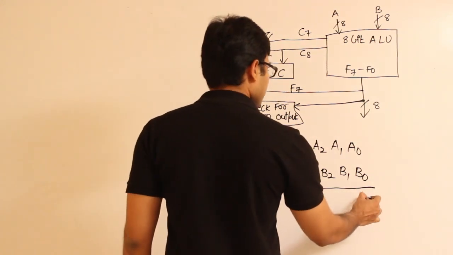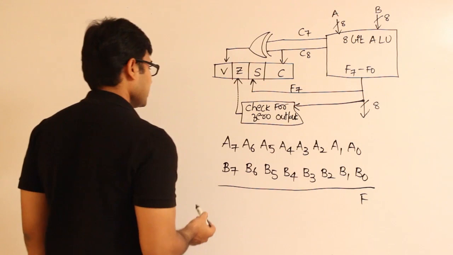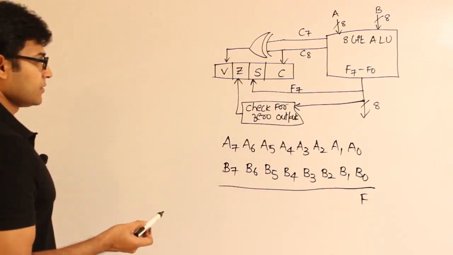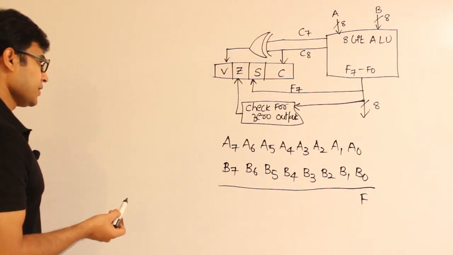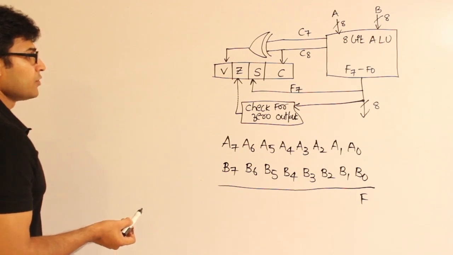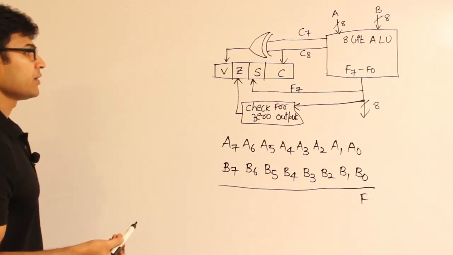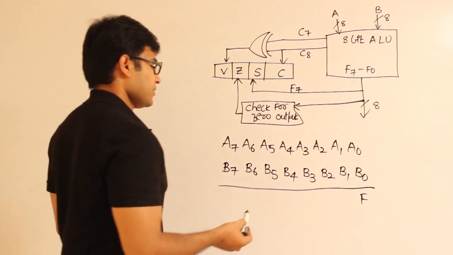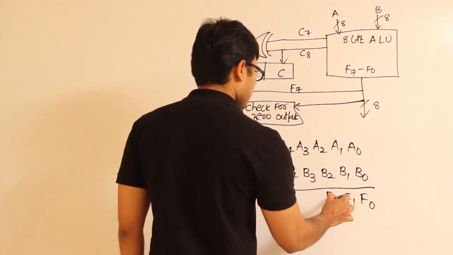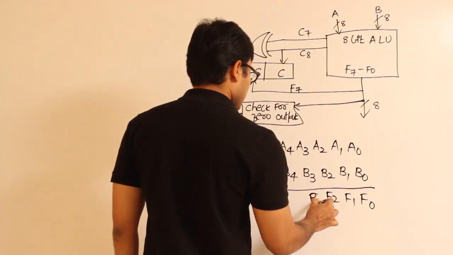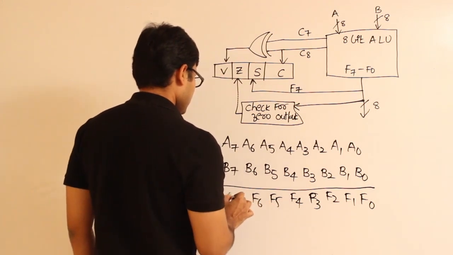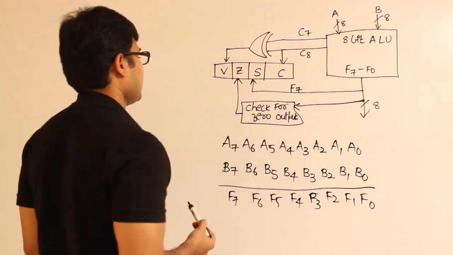and now the result produced, whatever the operation is, we don't care about the operation. The operation could be addition or subtraction, multiplication, or even a logical operation like ANDing, ORing, whatever. Let's say the result is going to be like this: F0, F1, F2, F3, F4, F5, F6, F7, right?